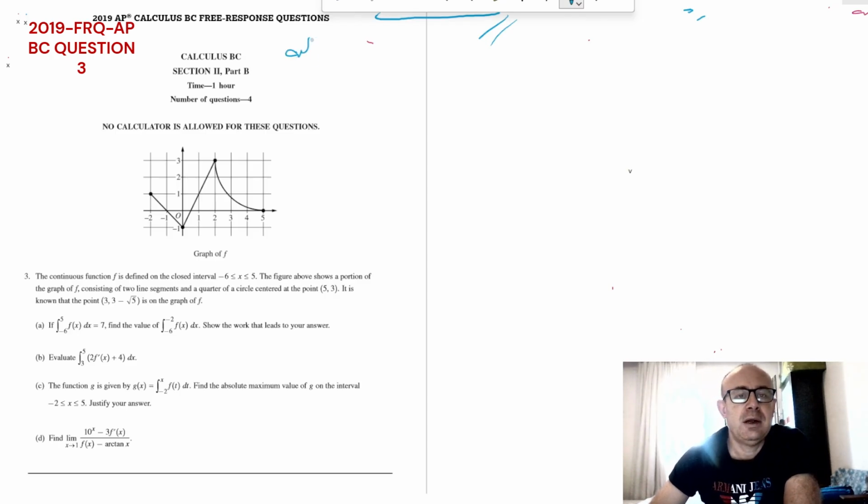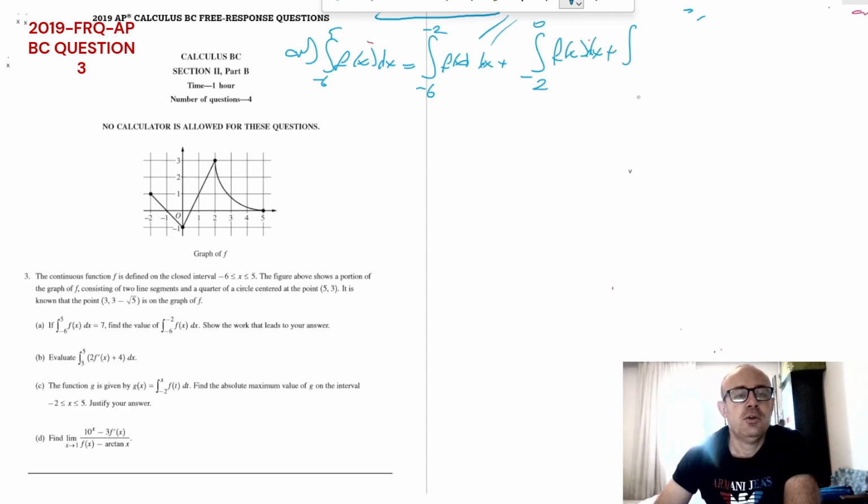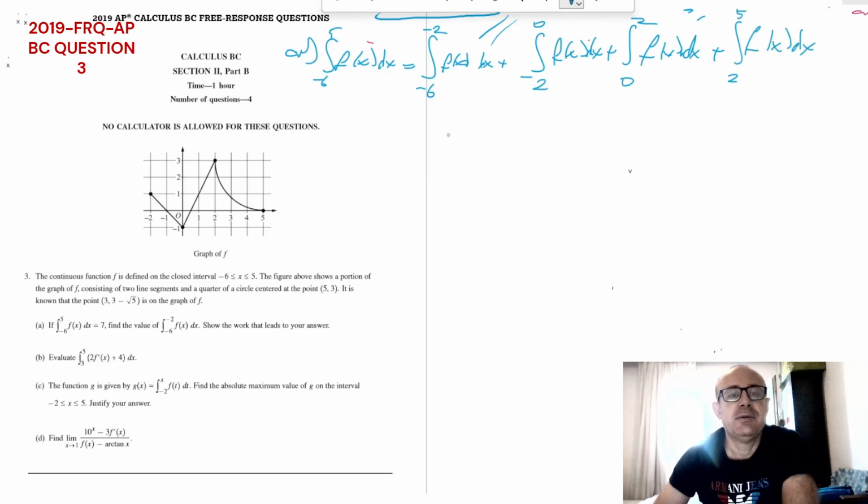Okay. Now part A. The integral from -6 to 5 of f of x dx will be equal to, we can change the boundaries, the integral from -6 to -2 of f of x dx plus, look at here, we can find the areas of the triangles, from -2 to 0 of f of x dx plus from 0 to 2 of f of x dx and finally from 2 to 5 of f of x dx. And that part is given as 7.